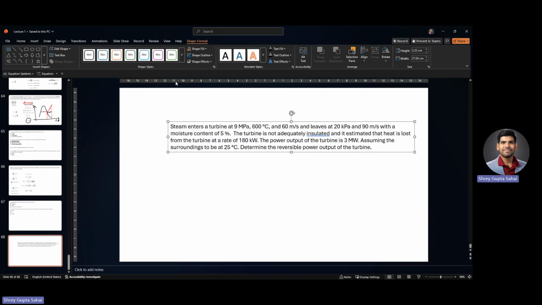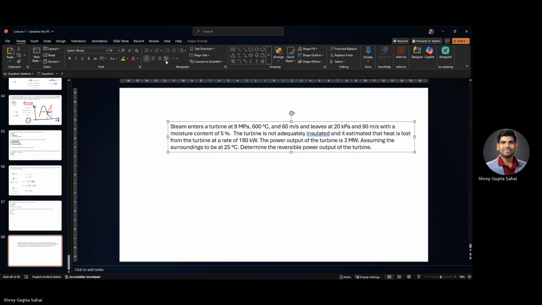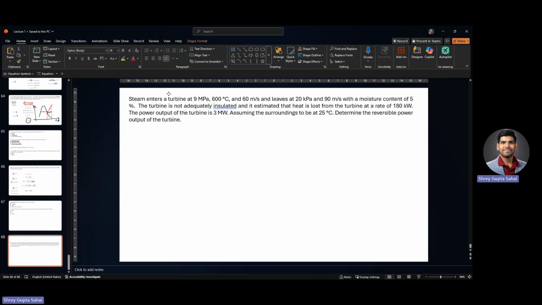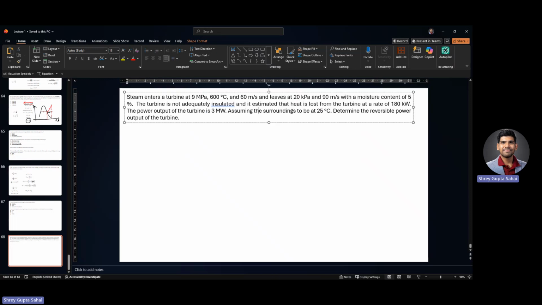What is the question? Question is steam enters a turbine at 9 megapascal, this much temperature. This is the speed, and it leaves at this pressure, this speed. Moisture content is given to you, so this is like X equals 95.95. The turbine is not adequately insulated, so we know that there's some heat transfer that is going to happen. Heat loss is told to you. The power output of the turbine is 3 megawatts. Assuming the surrounding to be 25 degrees Celsius, determine the reversible power output of the turbine.